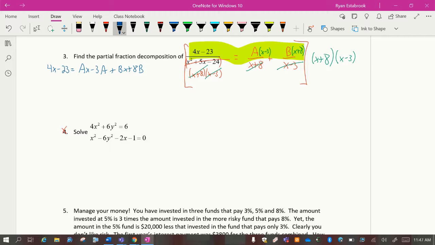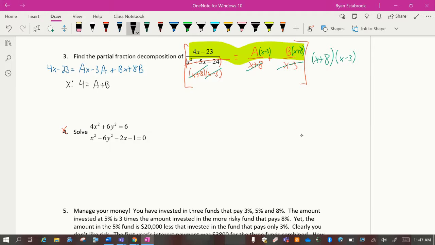Here's where we use the idea that there are different components to this one. There is an x component on the left and the right. On the left, there are 4 of the x's. On the right, there are a plus b of those x's. So now the a plus b has to be equal to 4.